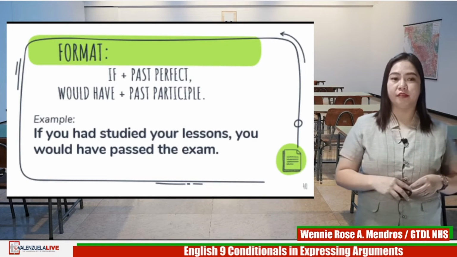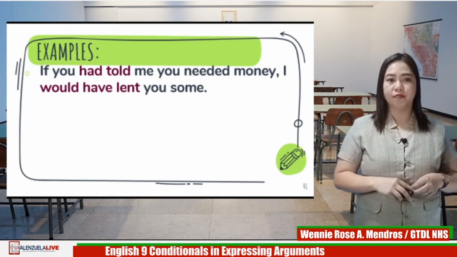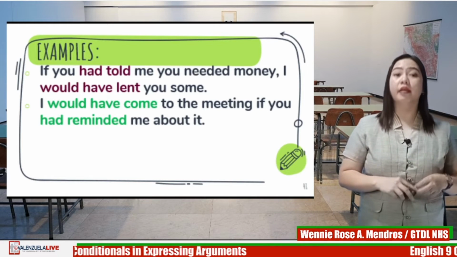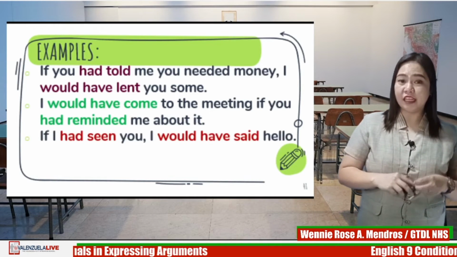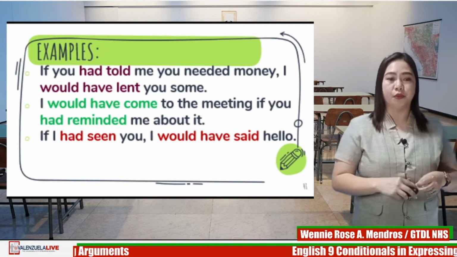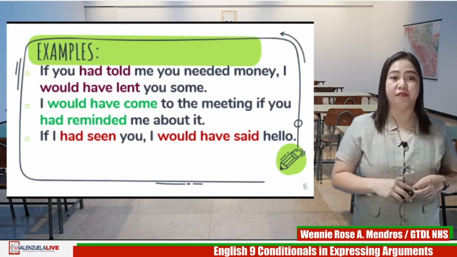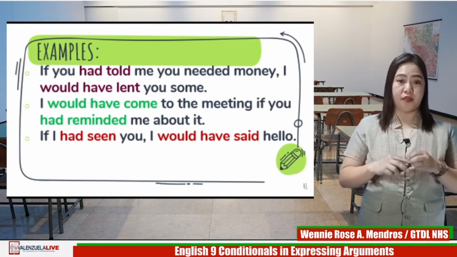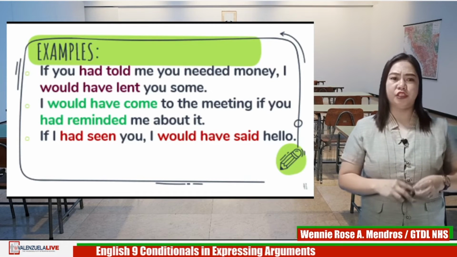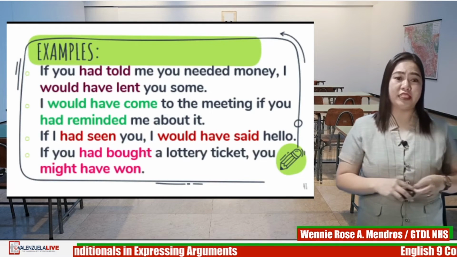Here are more examples. If you had told me you needed money, I would have lent you some. Another, I would have come to the meeting if you had reminded me about it. And if I had seen you, I would have said hello. As you can see, all the verbs used in the if clauses are in past perfect tense, had plus the past participle. And the verbs in the main clauses used would have plus the past participle of the verbs. Sometimes we use could have, should have, or might have instead of would have. For example, if you had bought a lottery ticket, you might have won.